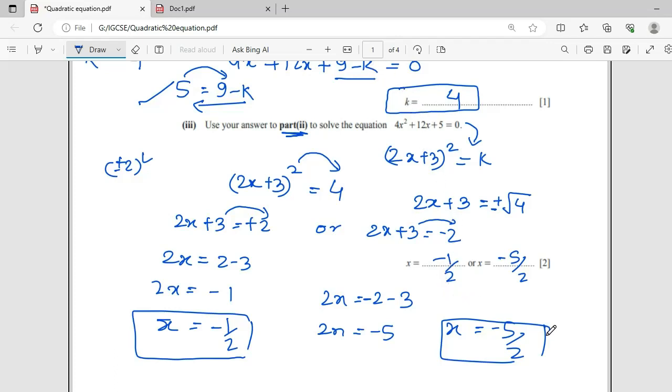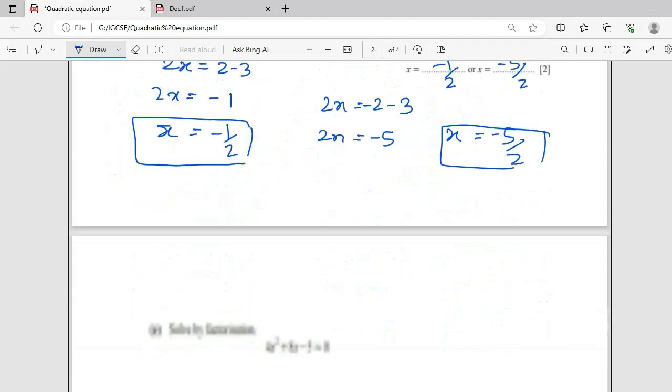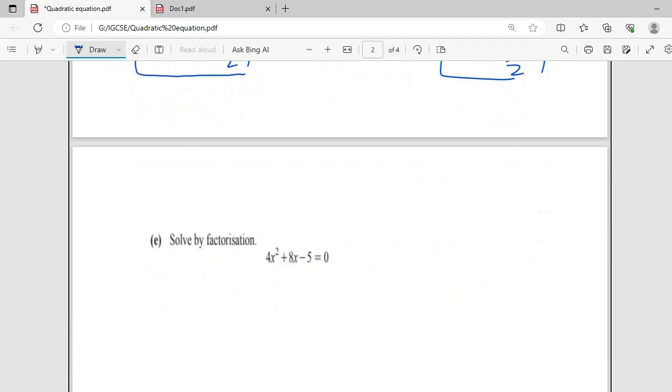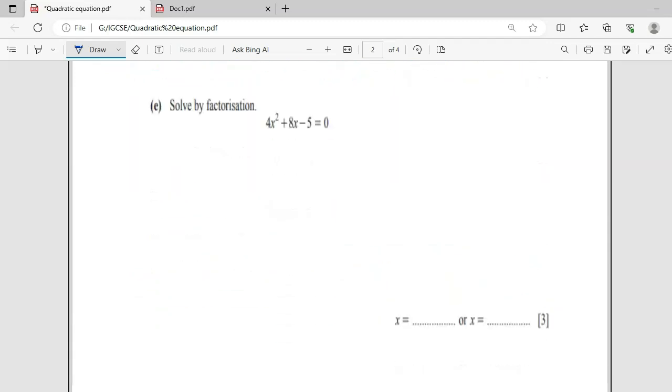But for this question, since they ask us to utilize the second one, we utilized the previous question and we got the answer. Okay. Now moving to a different type of question, if you see, solve by factorization. So here we will see whether middle term factorization will come into the picture or not. So let's try to solve this question by using middle term factorization, and I will try to explain how it works.